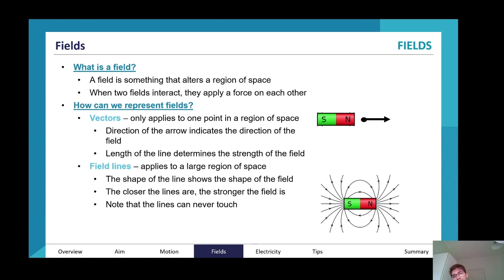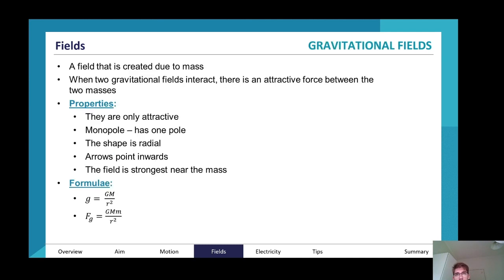A field is a 3D region of space, right? And when two fields interact, they apply a force on each other. How can we represent fields? We represent fields using vectors, aka arrows. The shape of the field line shows the shape of the field. The closer the lines are, the stronger the field is, and know that the lines can never touch.